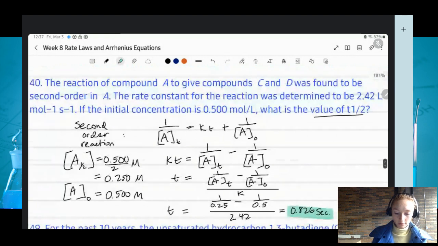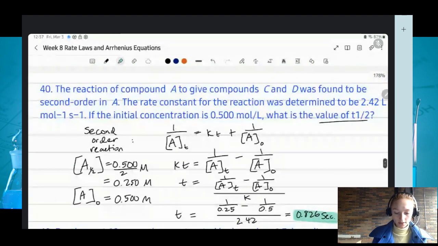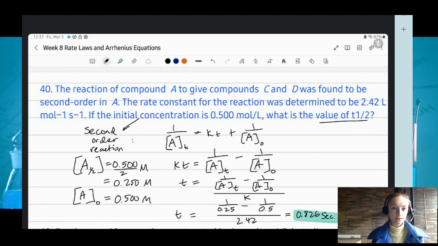And also keep in mind that for 40, this question had a second order in A. There's also a different equation for the first order when you're solving this kind of concentration at different time periods. So just keep that in mind. You'll be having to use a different equation altogether.